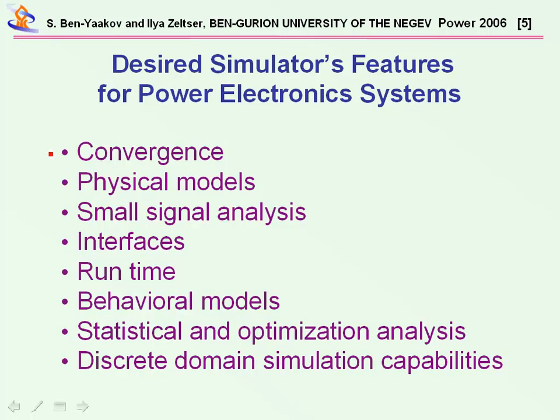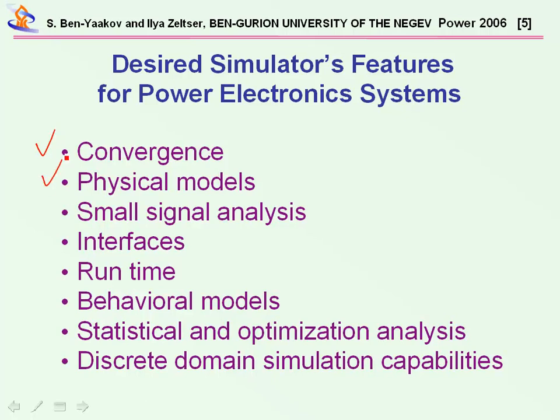The first one is the question of convergence. Well, as we know, there are many cases in which simulation cannot proceed because there are convergence problems. The simulator stops, and we have to change parameters of sensitivity, accuracy, things of this nature. And this could be very annoying. So the question of convergence is very, very important, but especially when it comes to power electronic systems.